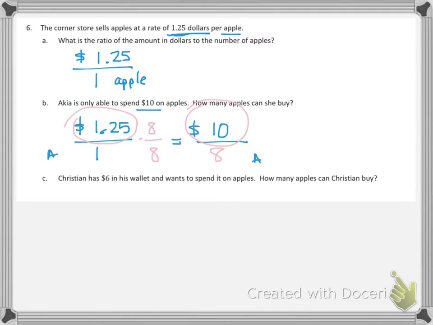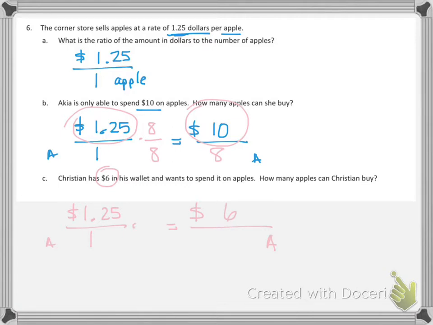Christian has $6 in his wallet and wants to spend it on apples. How many apples can Christian buy? Well, we're going to use our same rate. It's $1.25 for every 1 apple. And we're going to create an equivalent ratio that also compares dollars to apples. And I know Christian has $6, so that's going to go in the dollar section. And again, if I don't know $1.25 times something equals 6, then I'm going to work backwards. 6 divided by 1.25 is my constant.